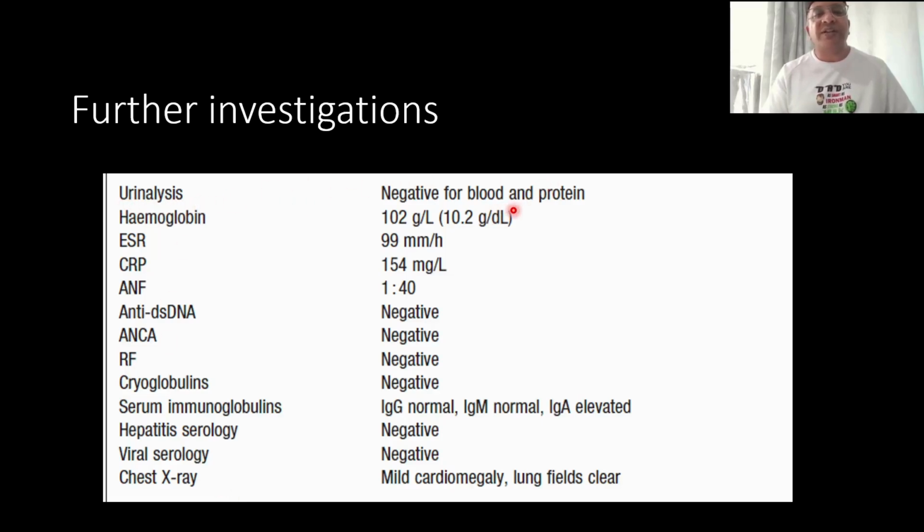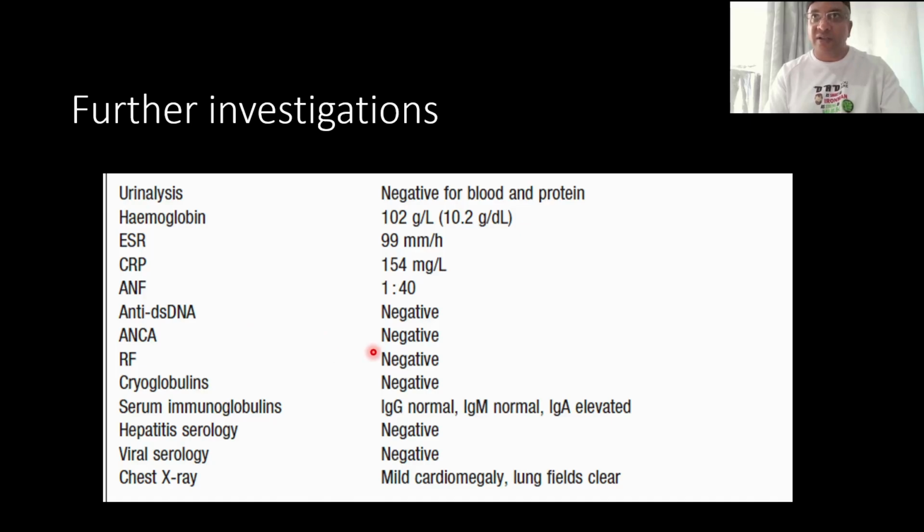So our urinalysis was actually negative for blood and protein. Hemoglobin of 10.2. We don't have an MCV, but we can assume this is chronic disease, right? ESR 99, so that's high. CRP very high, 154. ANF is positive at 1 in 40. Now remember, guys, the ACR EULAR criteria for lupus means you need to have a titer of at least 1 in 80 or higher. So even though this ANF is positive, it doesn't meet the criteria to make us think about a diagnosis of lupus yet. Anti-double stranded DNA is negative, and this is very specific for lupus. So if that's negative, that effectively rules it out.